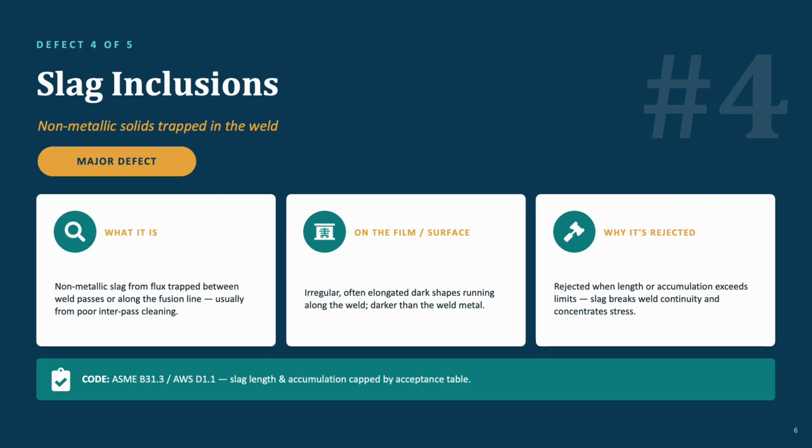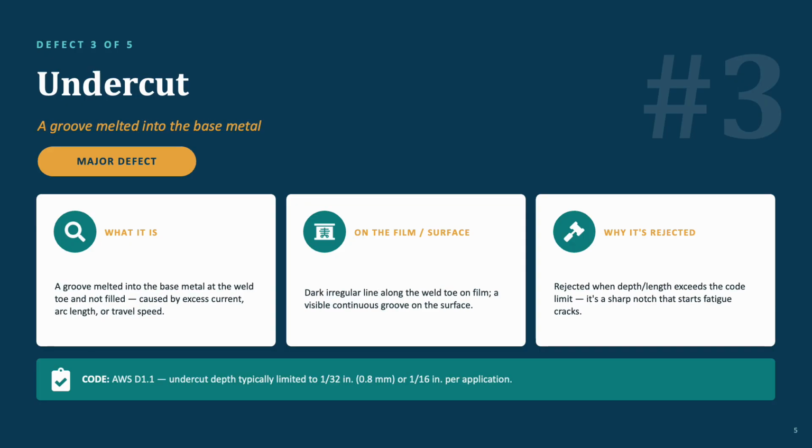So far, these are the volumetric defects. The next two are planar, and that's where it gets serious. Number 3 is undercut. This is a groove melted into the base metal right at the weld toe that never got filled. It is caused by too much current, too long an arc, or traveling too fast.